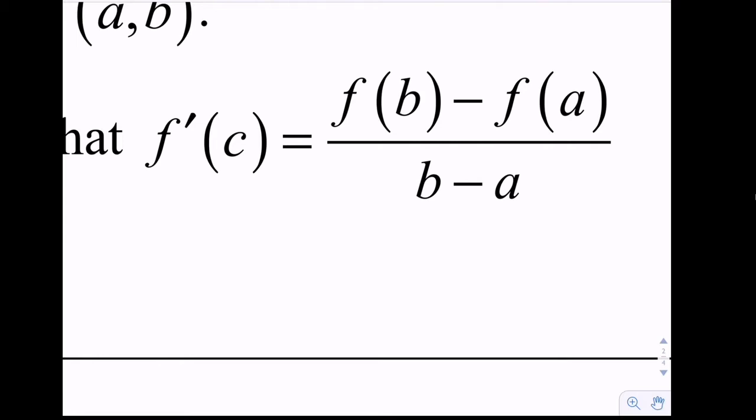There has to be at least one moment where the instantaneous rate of change equals the average rate of change over the interval. That's the difference quotient, right? f of b minus f of a. If you do it in the Newtonian perspective, there has to be at least one time where the instantaneous velocity equals the average velocity. That makes perfect sense.